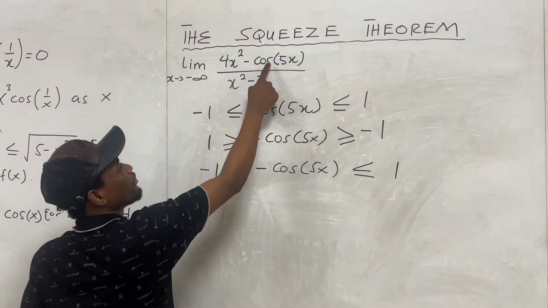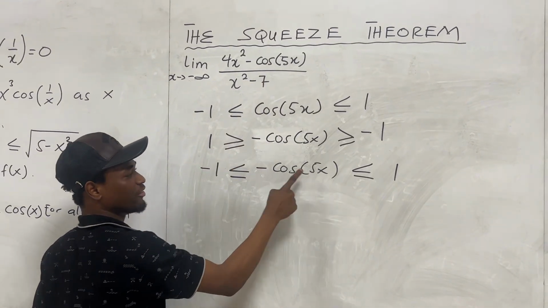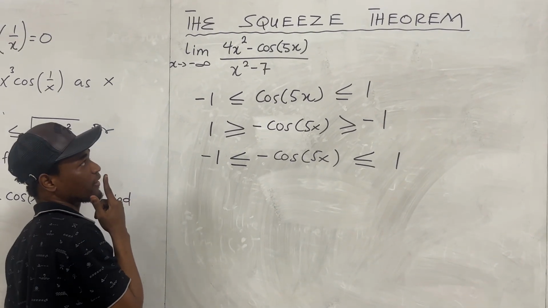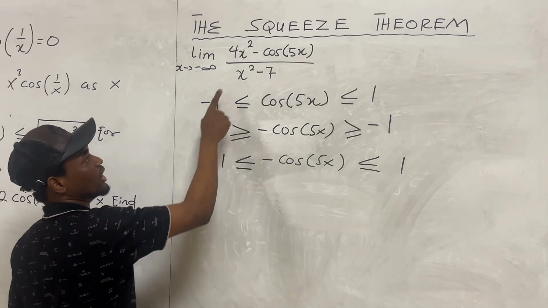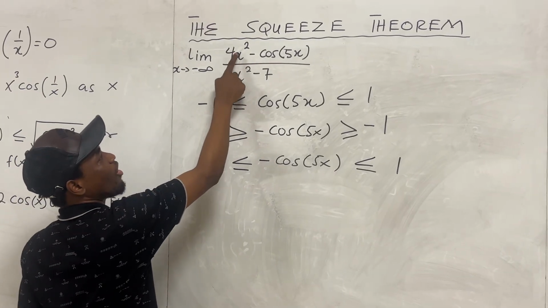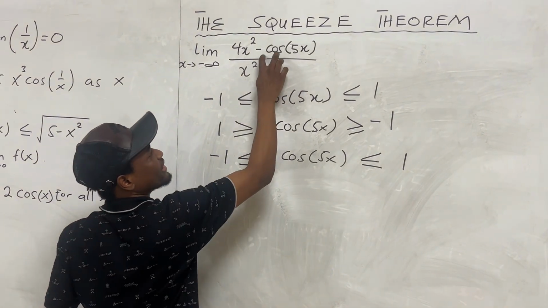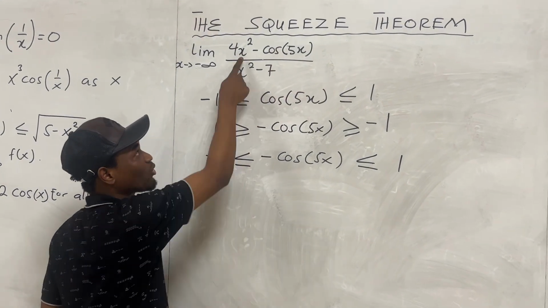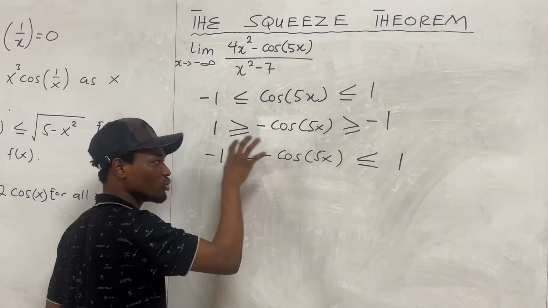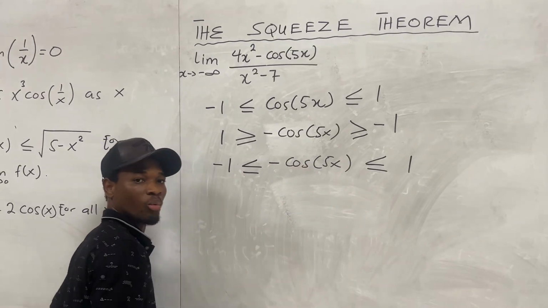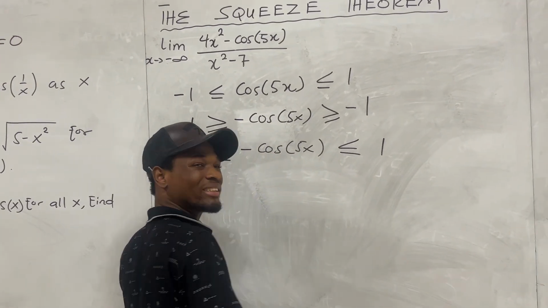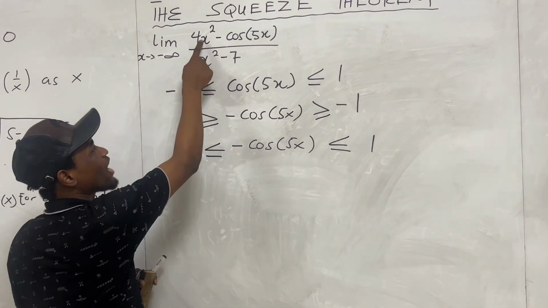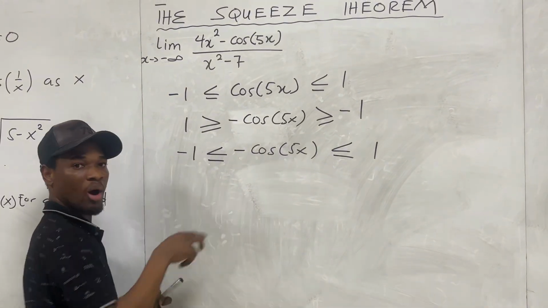We have negative cos 5x. That's fine. What do we do next? Okay, we can do this. You realize that 4x squared was added to this, so in view of that, we are also going to add 4x squared to the whole of this. Whatever you do to the left hand side, you do the same to the right hand side. So I will add 4x squared throughout.